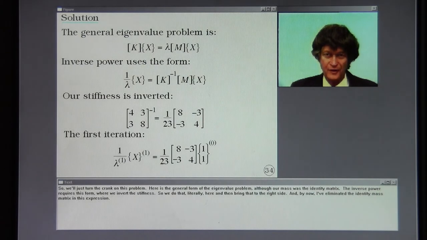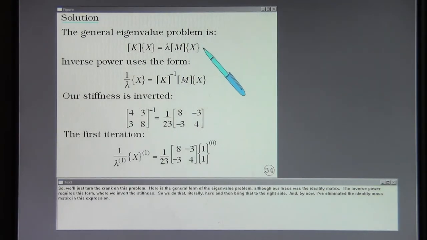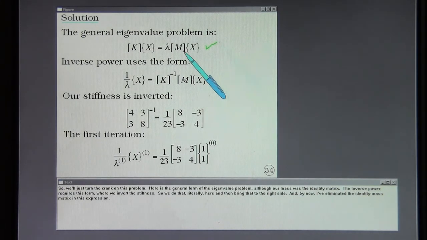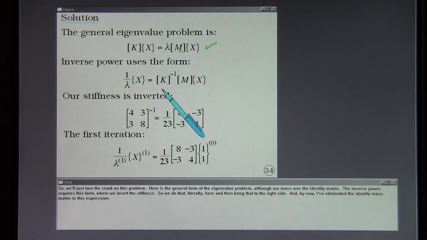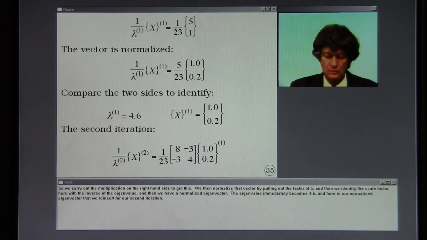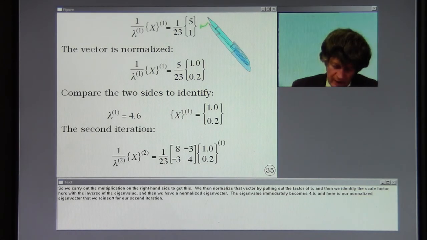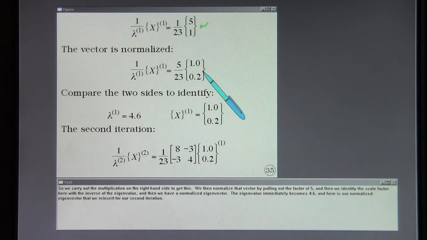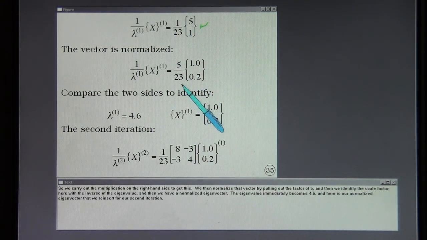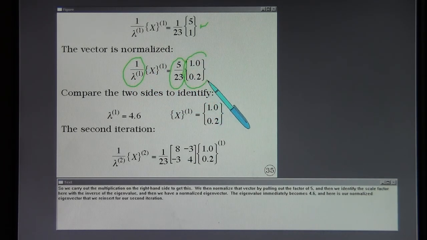So we'll just turn the crank on this problem. Here is the general form of the eigenvalue problem, although our mass was the identity matrix. The inverse power requires this form where we invert the stiffness. So we do that literally here and then bring that to the right side. And by now I've eliminated the identity mass matrix in this expression. So we carry out the multiplication on the right-hand side to get this. We then normalize that vector by pulling out the factor of 5. And then we identify the scale factor here with the inverse of the eigenvalue. And then we have the normalized eigenvector.